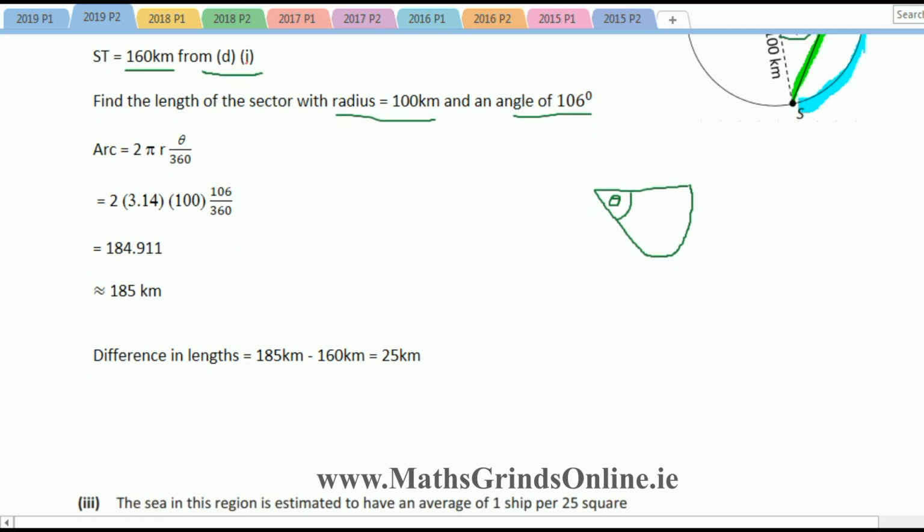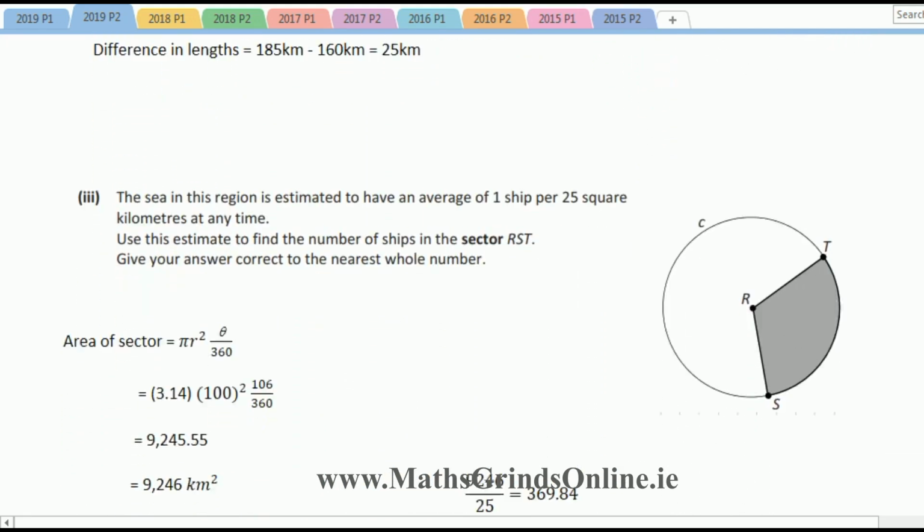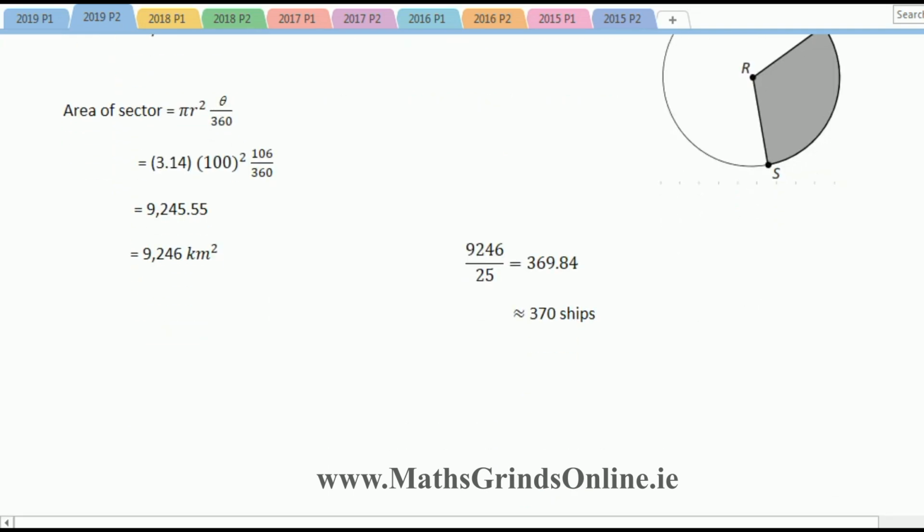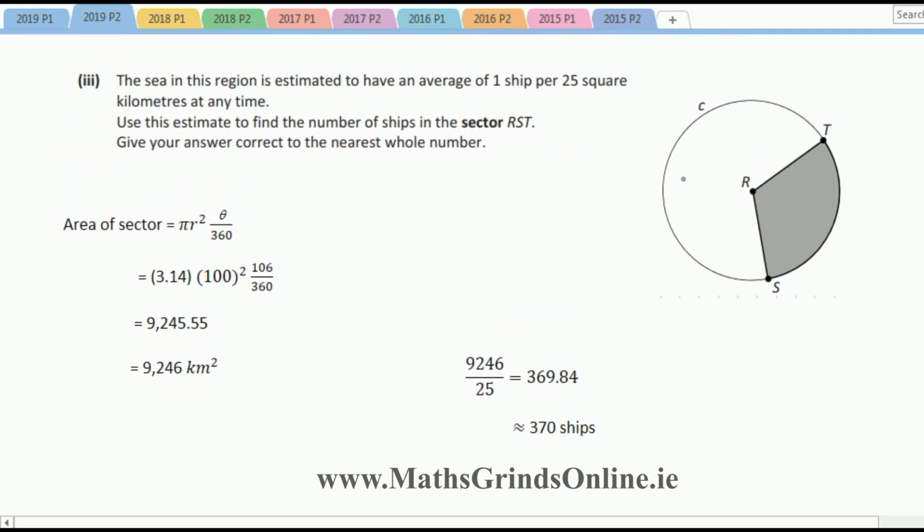Okay, and actually I didn't realize there was one more part of this question. All right, part 3 of the question. The sea in this region is estimated to have an average of 1 ship per 25 square kilometers at any time. Use this estimate to find the number of ships in the sector RST. So we're going to have to find the area of the sector first of all. So area of the sector, pi r squared times theta over 360 degrees. Now this will be theta in the diagram, it's the angle. And our r is the length of those lines, which we know to be 100.